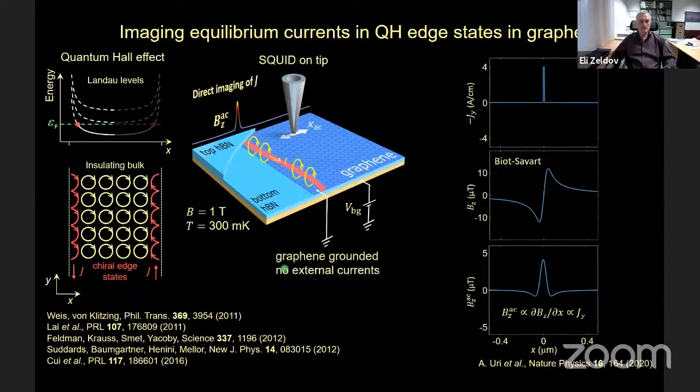I want to emphasize that in all the data that I will be showing, the graphene is grounded. We don't drive any current through the sample, and all the currents that I will be showing are ground state equilibrium currents that flow non-dissipatively in the system.